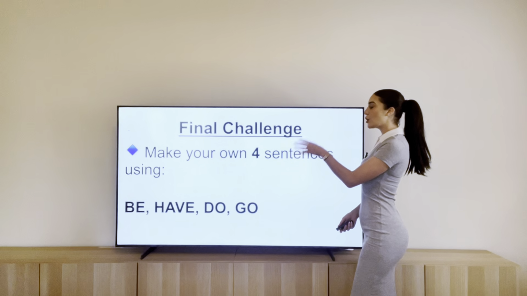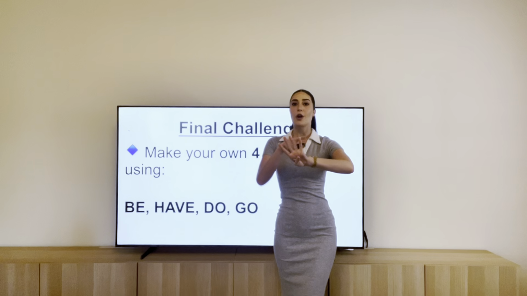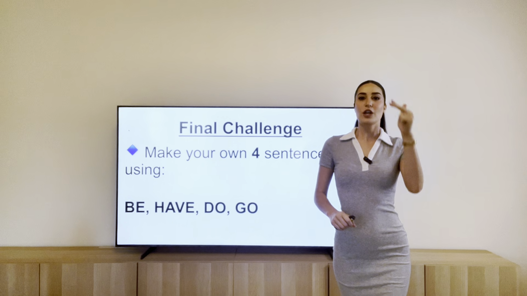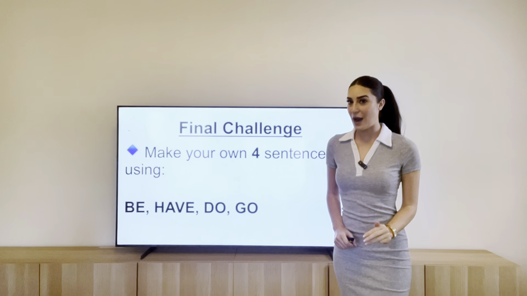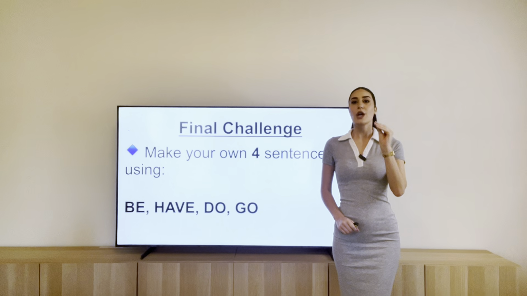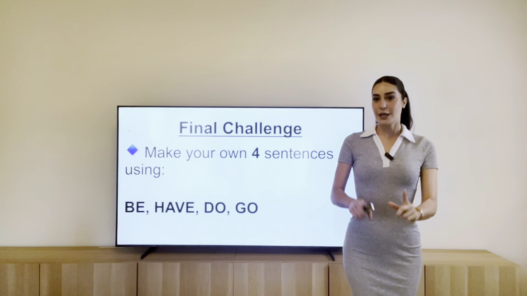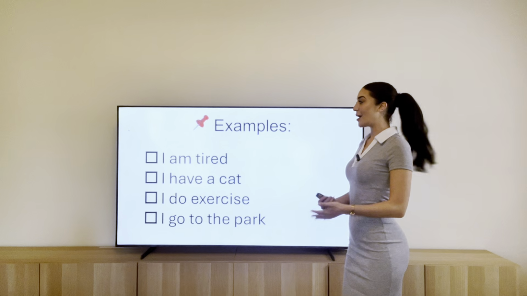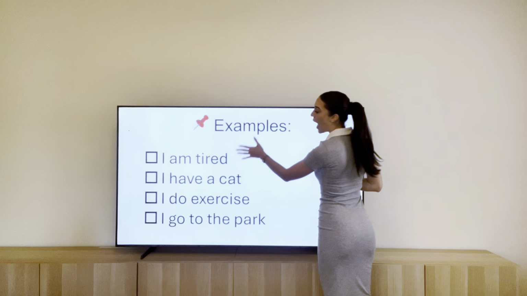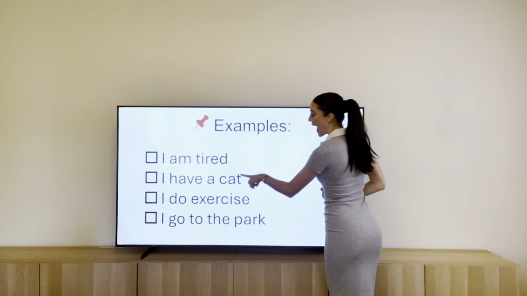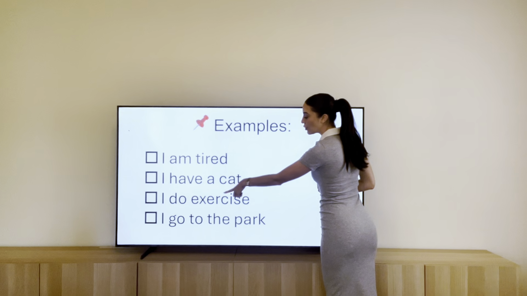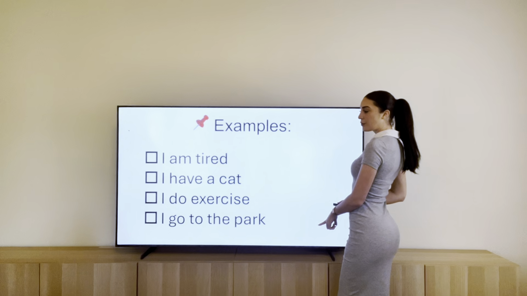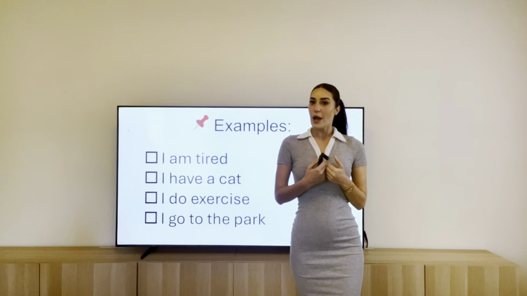Okay, I do have a final challenge for you all, if you like. So I want you to make your own 4 sentences using be, have, do, and go. All right, so using the 4 most commonly used verbs in English, and you need to come up with your own sentences. Now, here are some that I already prepared earlier. So I did. I am tired. I have a cat. I do exercise. I go to the park.